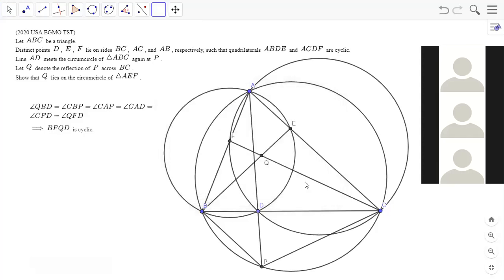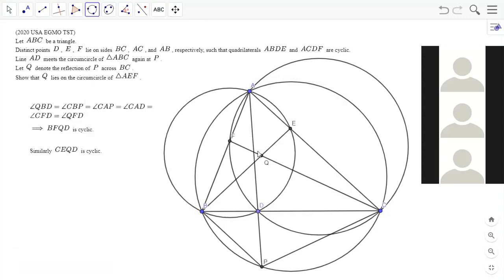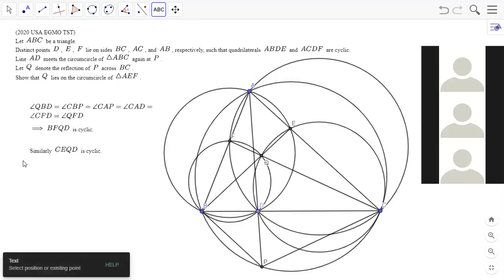So by Pascal's theorem, Q lies on the circumcircle of A. Yeah, that was easy. All right, we have one more.